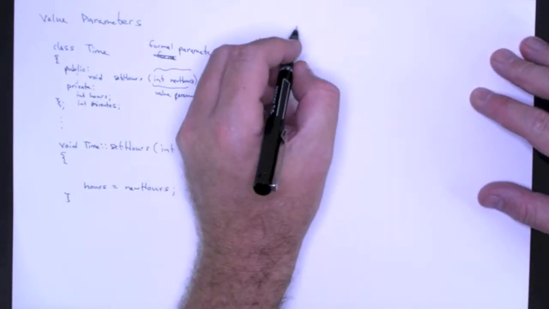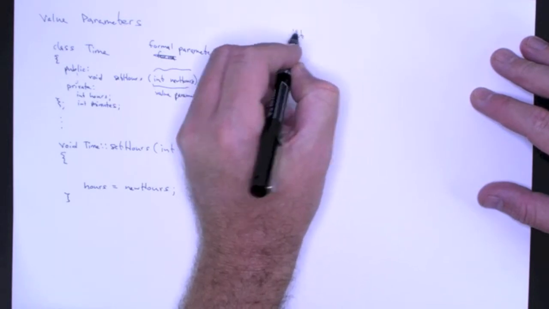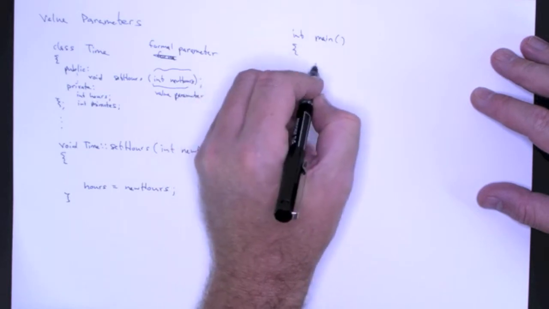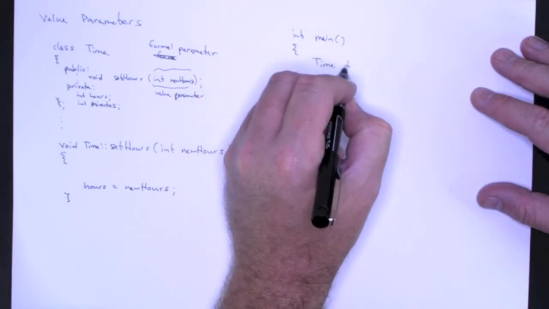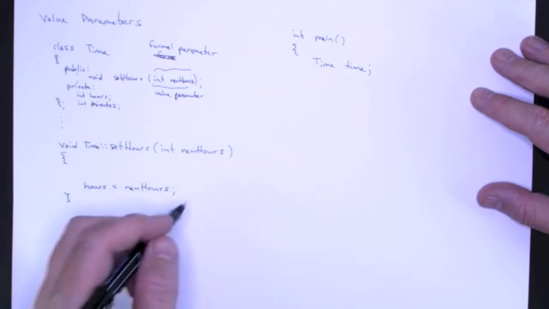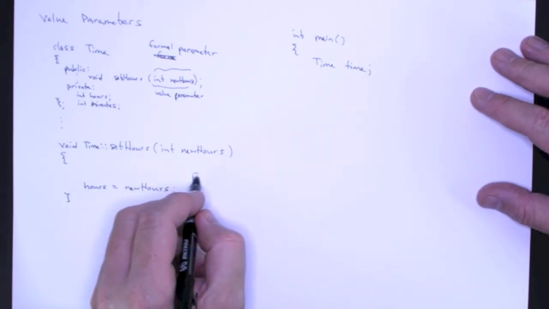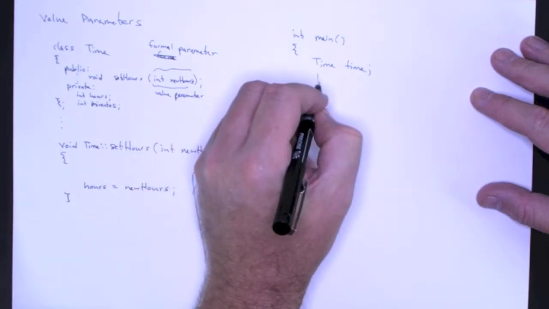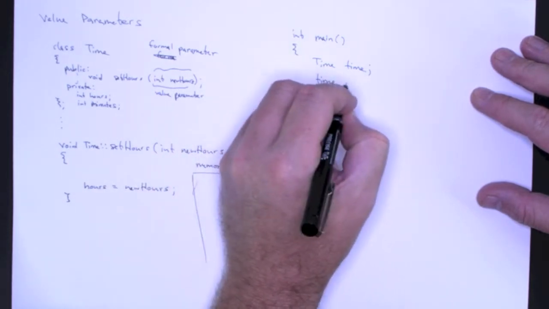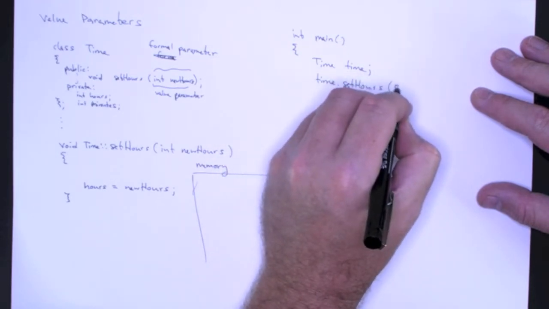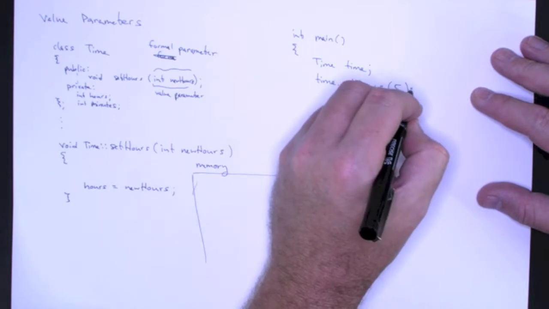Now, if we try to use this, or when we use this in main, we're going to create a time object, just like that. And let me go ahead and finish this off. Time.setHours.